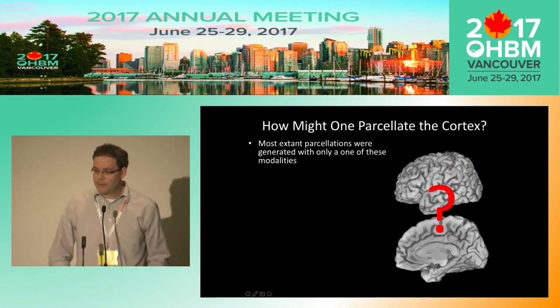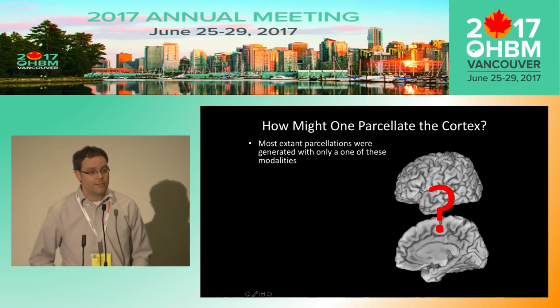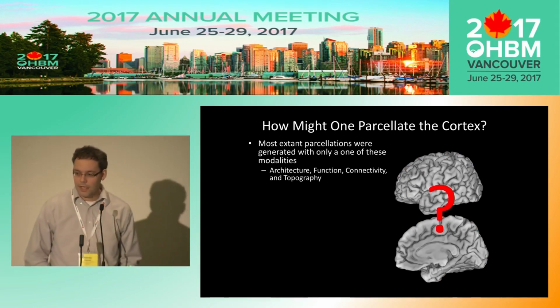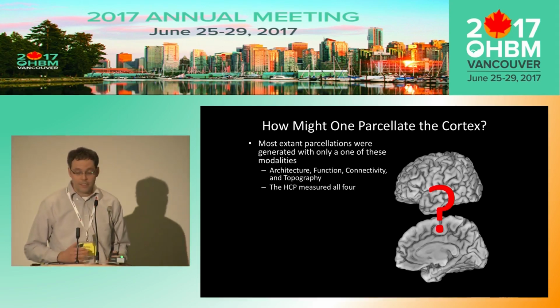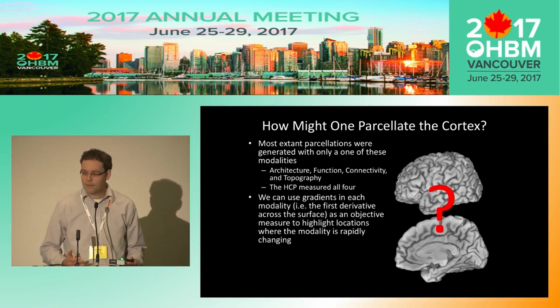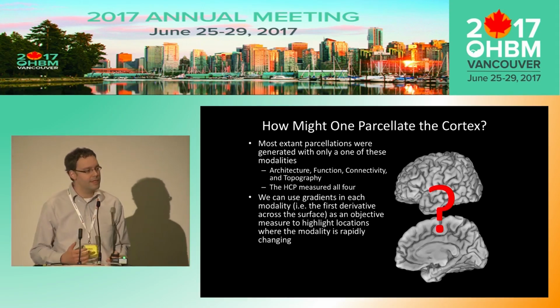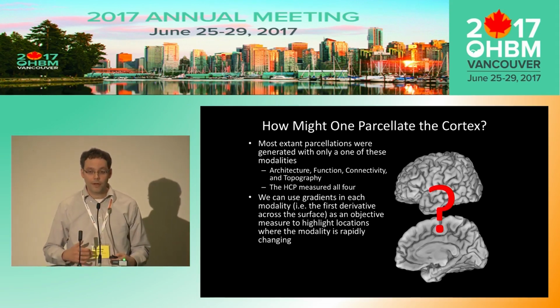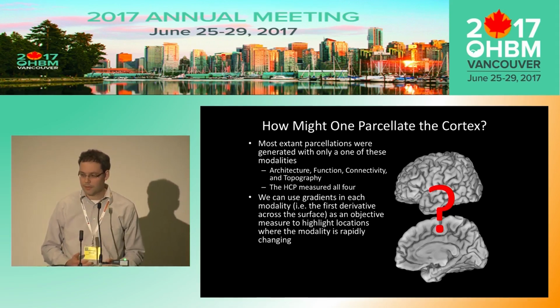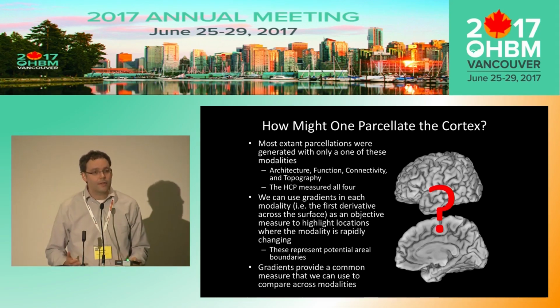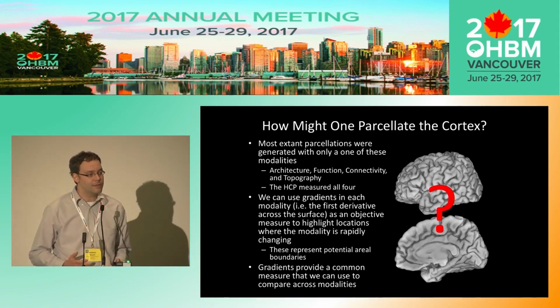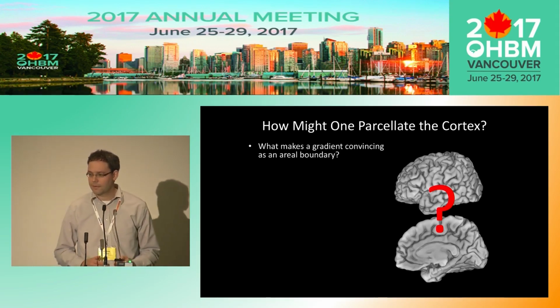So how do we turn this into a parcellation? Most of the extant parcellations out there are based on a single modality. It could be one of architecture, function, connectivity, and topography. But since we measured all four, we said, let's use all four. And as Avi told us about, gradients are a really useful way of objectively defining where a modality is changing across the cortical surface. These are potential areal boundaries, and they're also a common framework that we can use to compare across different modalities.